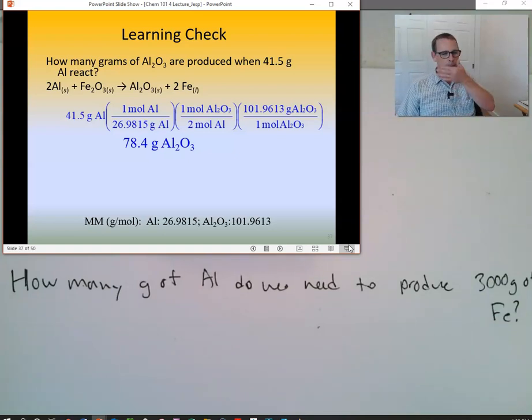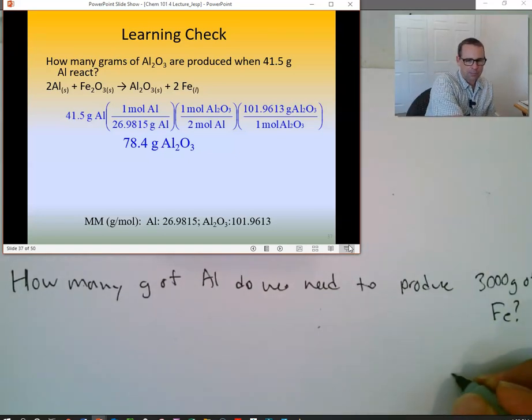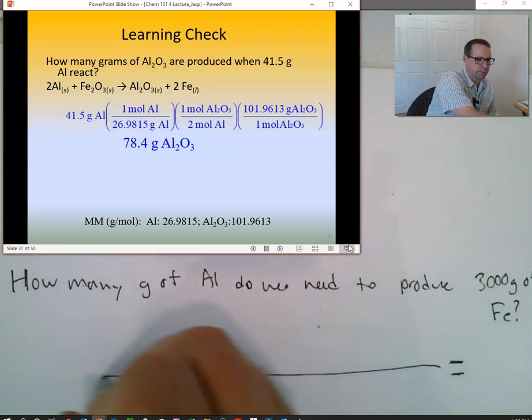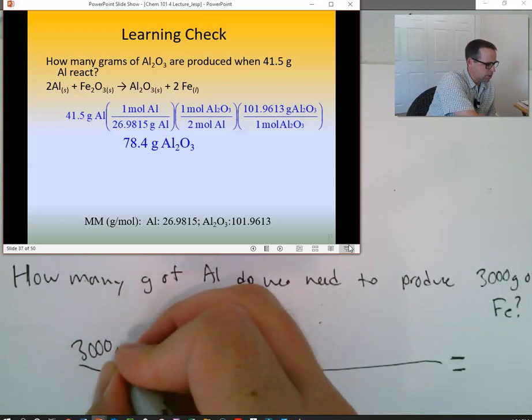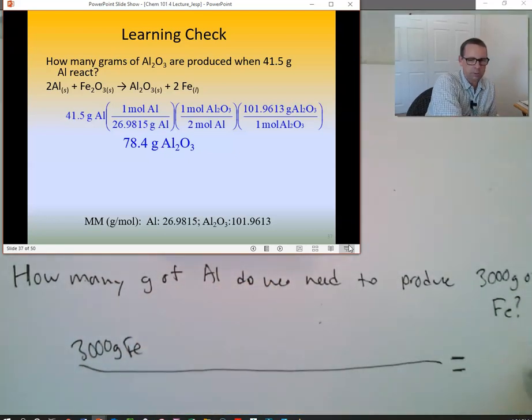All right, so if I know that the volume between two railroad ties is about 3,000 grams, then I need to know how much aluminum I need to put in to make sure I get the appropriate mixture, right? So how many grams of aluminum do we need if we want to produce 3,000 grams of iron? So what would go to the right of my equal sign here? 3,000 grams of iron. Well, over here to the right, what am I after? This is the 3,000 grams of iron, right? And what are we looking for over here?